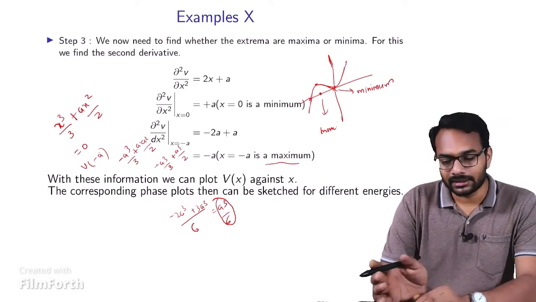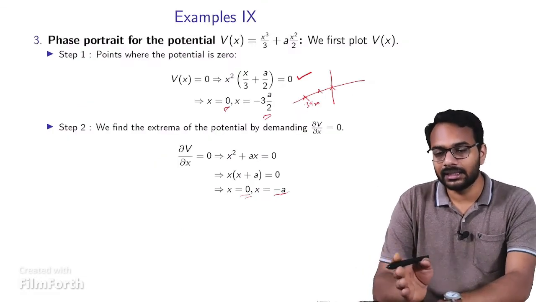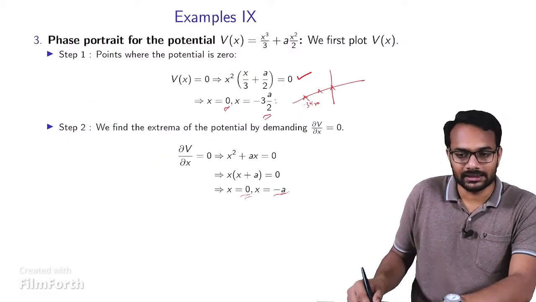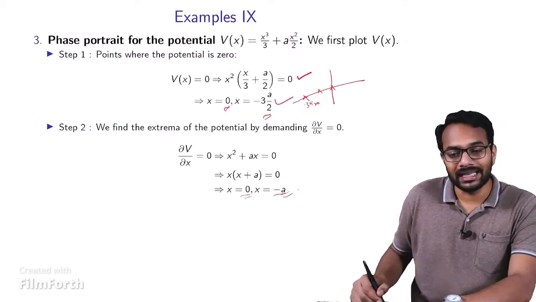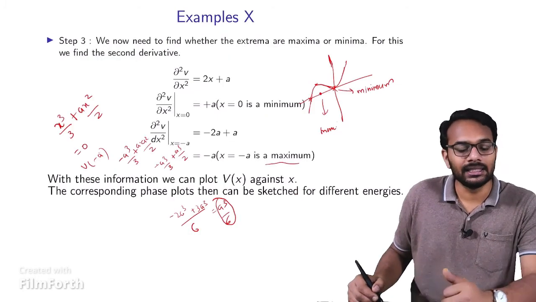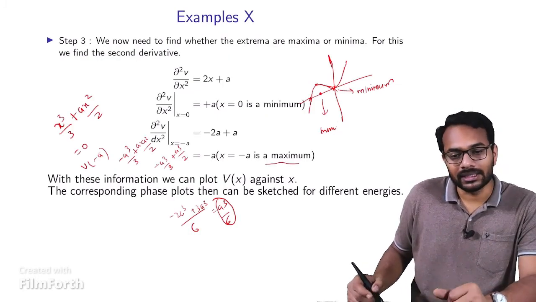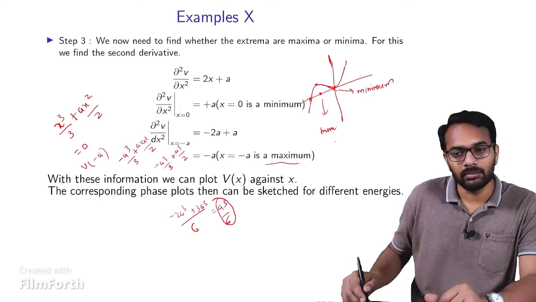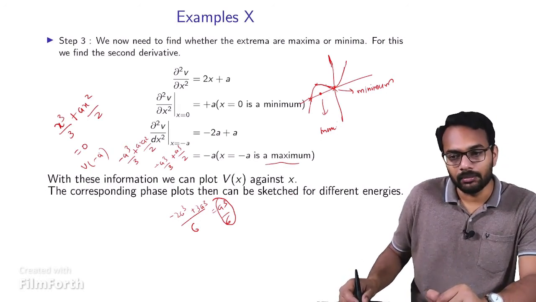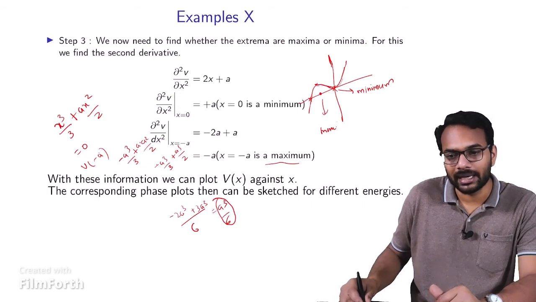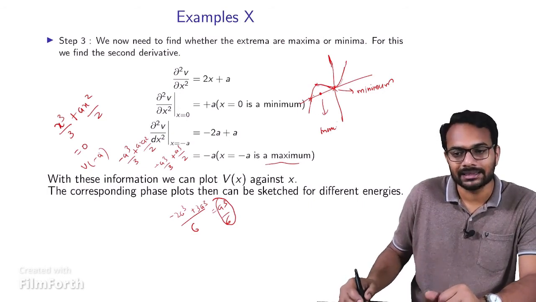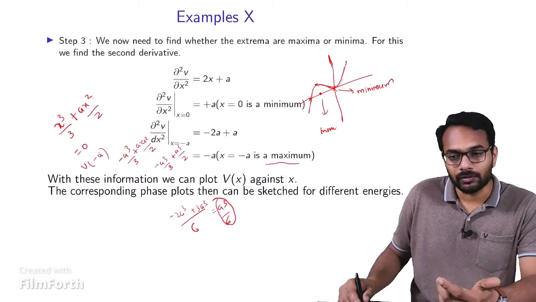So I'll just go through the steps again. The first thing is that we found the points where the potential energy is 0. Then we found the extremum points, and the next thing we did is that we found whether the extremum points are a maximum or minimum, and we saw that this is a minimum and this is a maximum. If this is a minimum, it means that it has to increase in both directions. If this is a maximum, it means that it has to decrease in both directions. And we also had an estimate of the value of the height of the potential energy at this point.